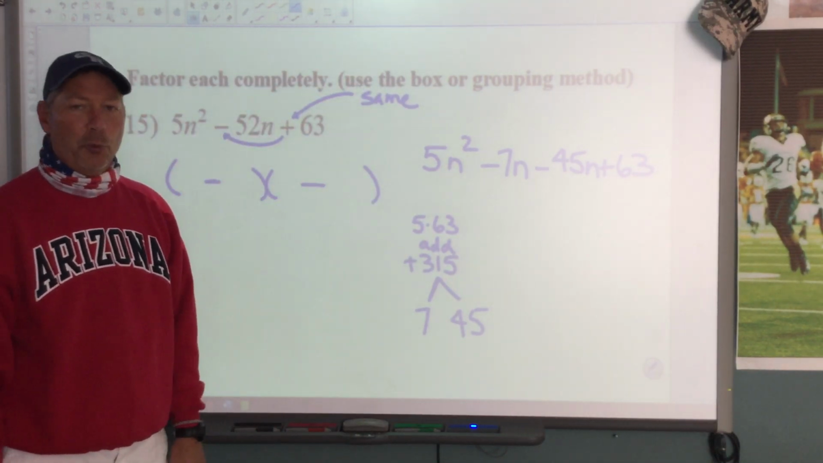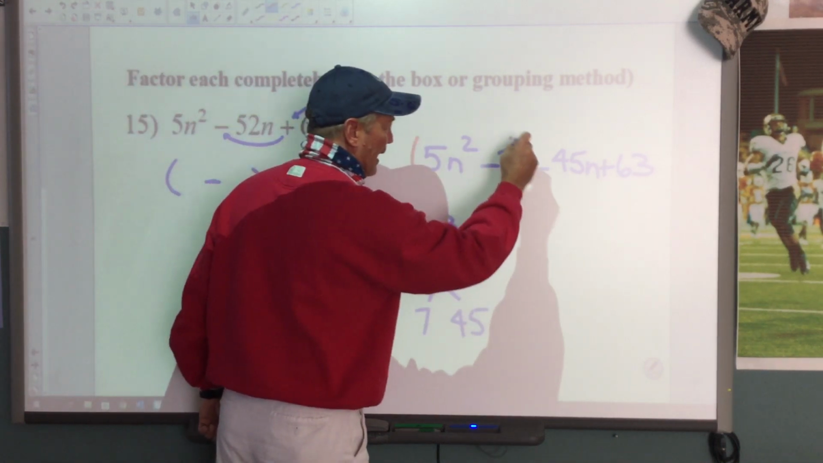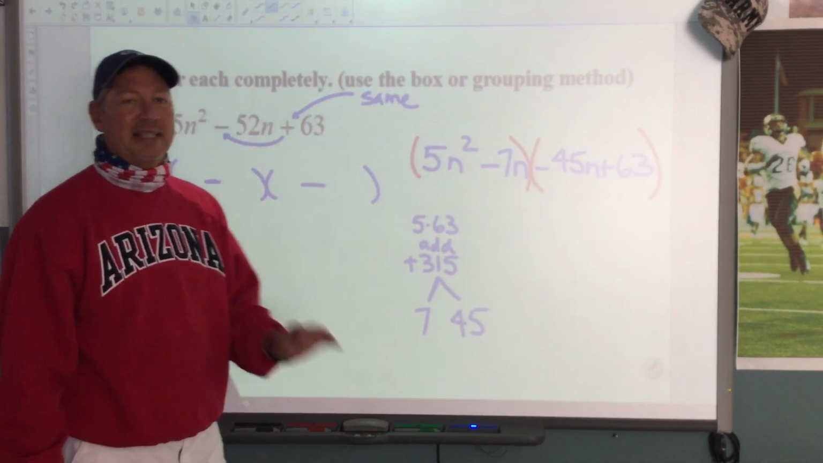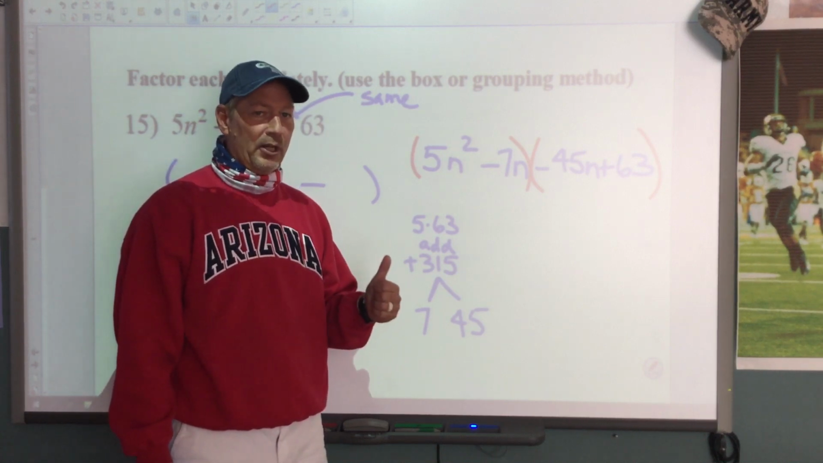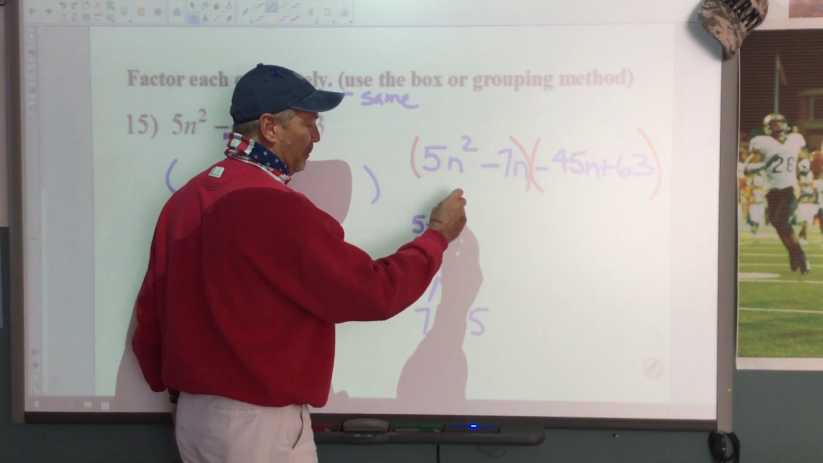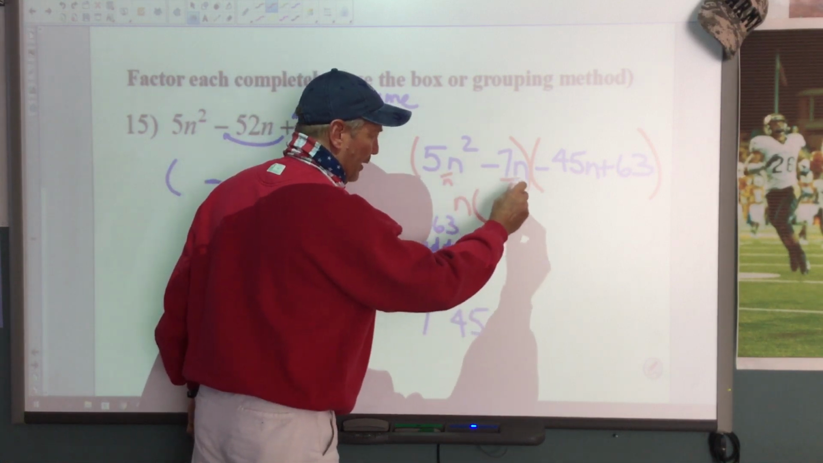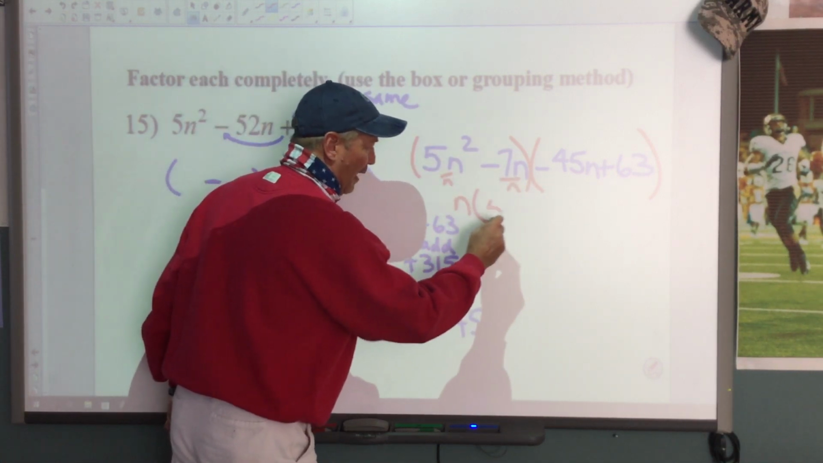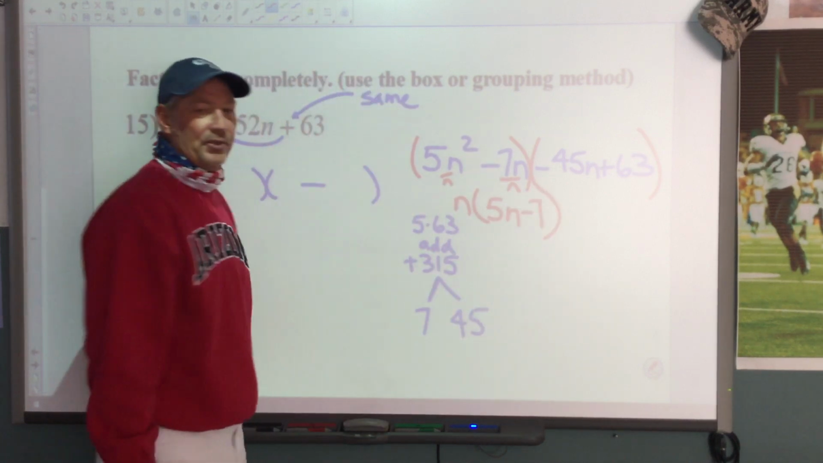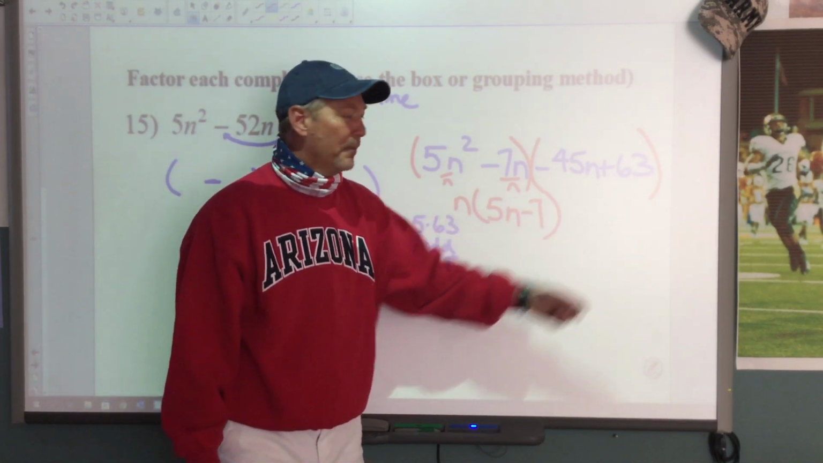Okay? So now we group it. We take the first two terms together, the second two terms together. We're going to take out our greatest common factor, like we did earlier. These have an n in common, and we're going to divide by n. That's going to give me 5n minus 7. I'm hoping that I end up with 5n minus 7 over here.